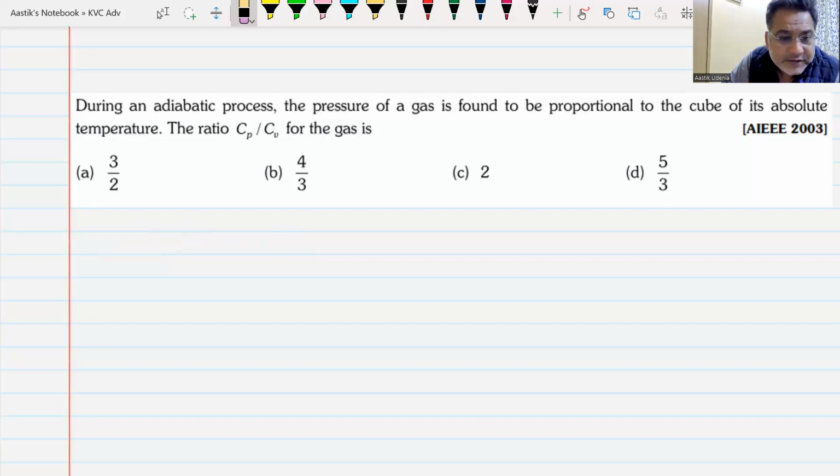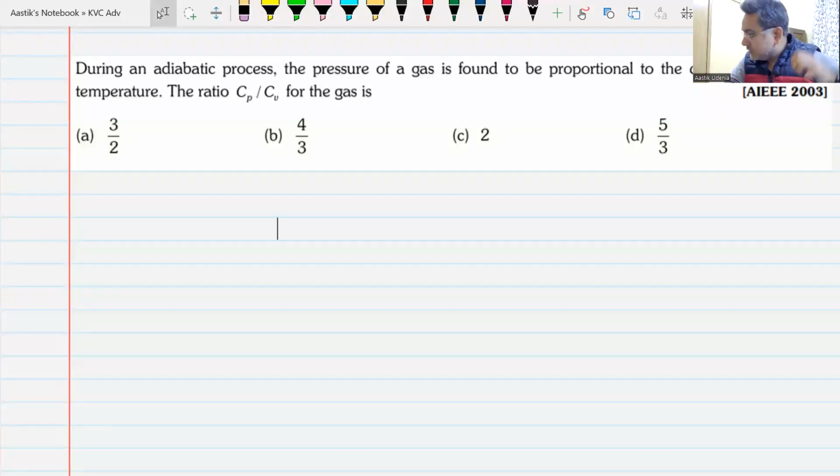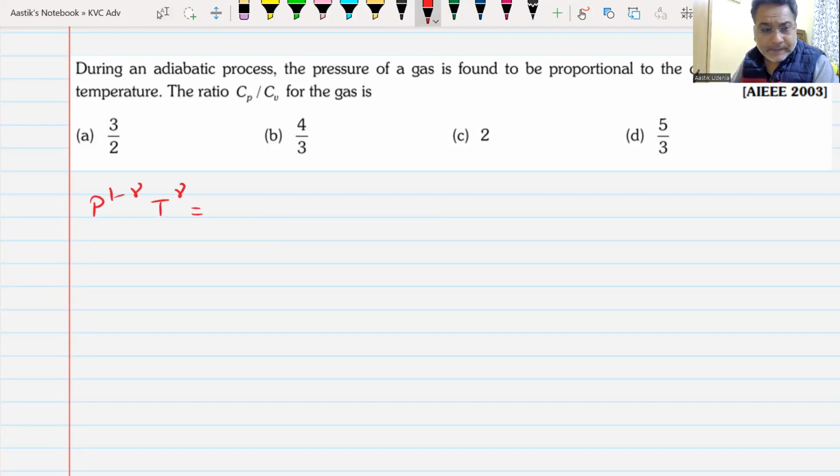Somewhere I've made a mistake. Right? Let me check it. I've given you the correct one. I can't give you the wrong one. P raised to the power 1 minus gamma, T raised to the power gamma is a constant. If I take the root, P T raised to the power gamma upon 1 minus gamma is a constant.